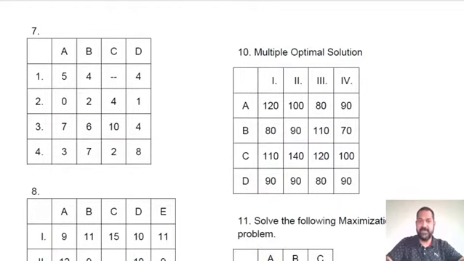Question number 7, A, B, C, D. Again, there is a prohibition. 1, 2, 3, 4. 1 is going to C, not allowed. 1 going to C is prohibited. Fine. Let me first write down the question. So A, B, C, D. 1, 2, 3, 4. So 5, 0, 7, 3. Then you have 4, 2, 6, 7. Then you have dash, 4, 10, 2. And you have 4, 1, 4, 8.